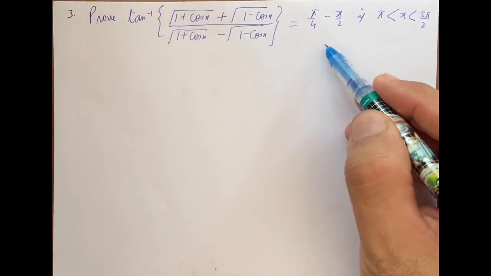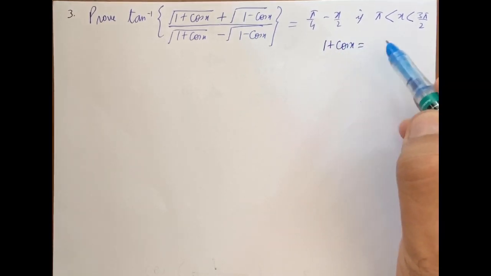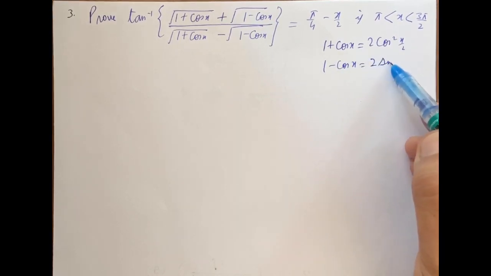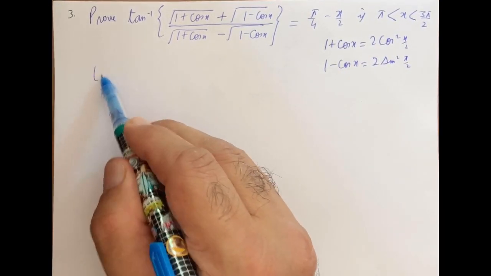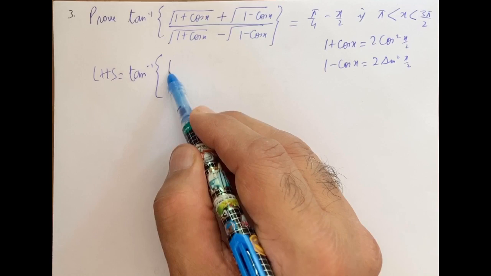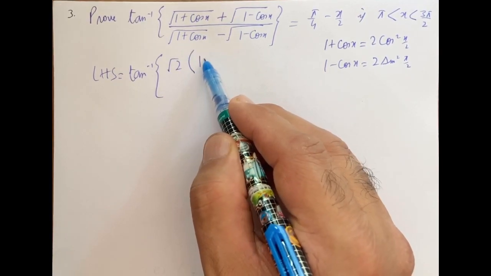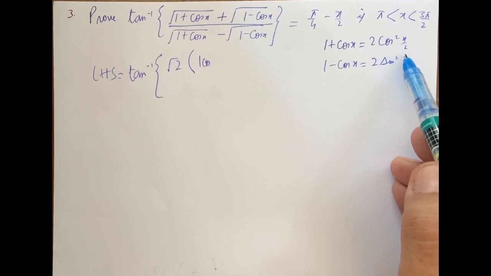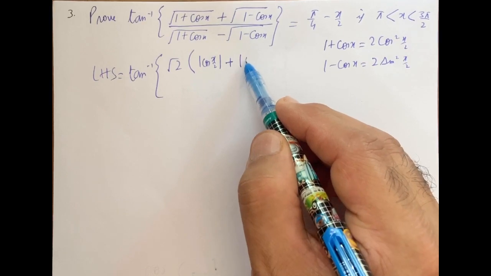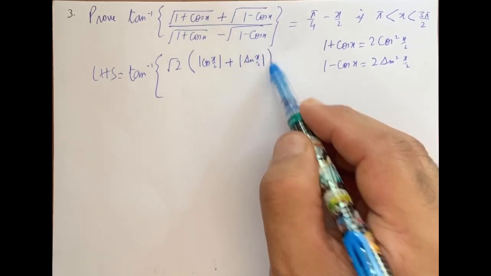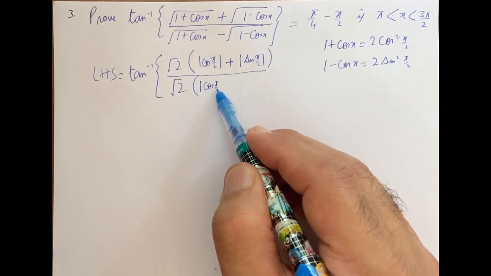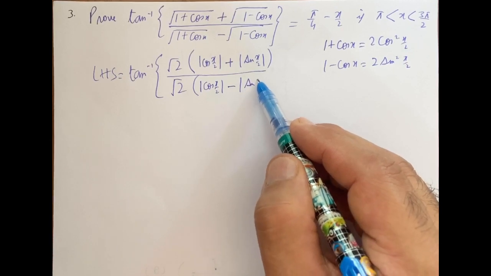Third question. Here also we will use 1 plus cos of x equal to 2 cos square of x by 2, 1 minus cos of x equal to 2 sin square of x by 2. Now left hand side, this is tan inverse of, root 2 we take common, square root of cos square of x by 2 is the same as mod of cos of x by 2, plus this will be mod of sin of x by 2. Denominator, again take root 2 common, this is mod of cos of x by 2 minus mod of sin of x by 2.